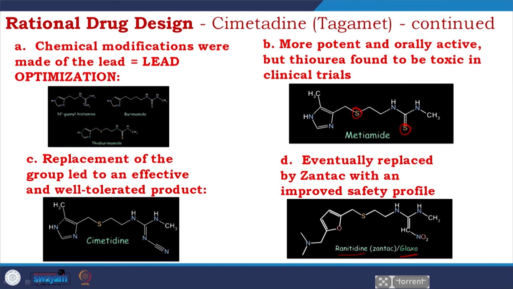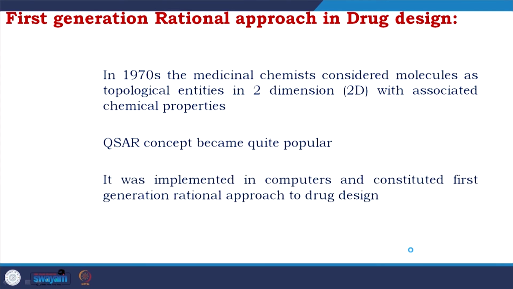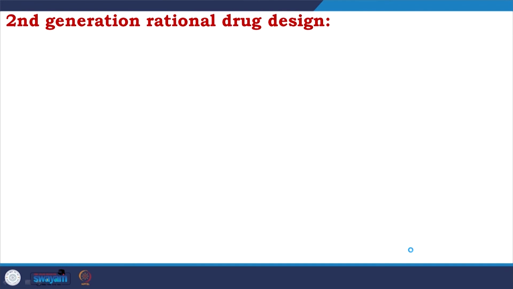You do something, you get something that is having an effect, then you make modification, then you test. So, you apply logic stepwise. The first generation rational approach, in 1970, the medicinal chemists considered molecules as topological entities in 2 dimension with associated chemical properties. That was the first time. The QSAR concept became quite popular and it was implemented in computers and constituted the first generation rational approach to drug designing.